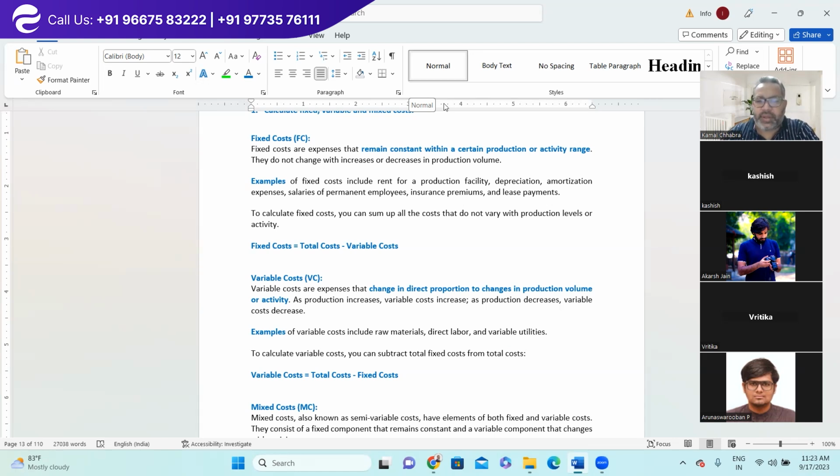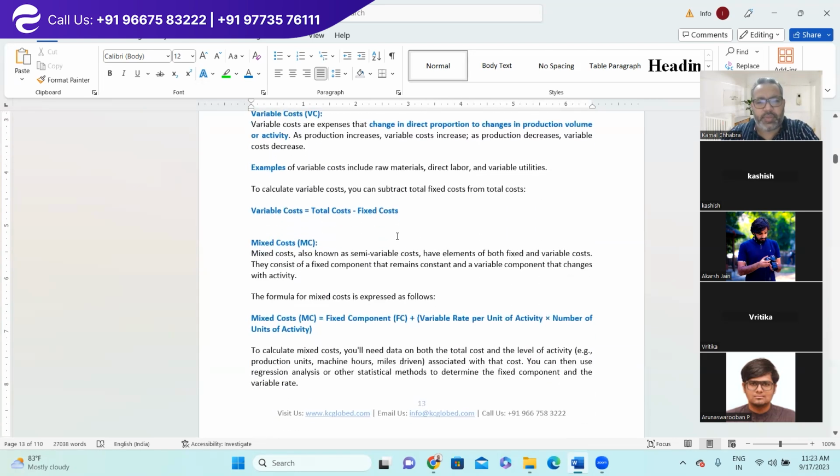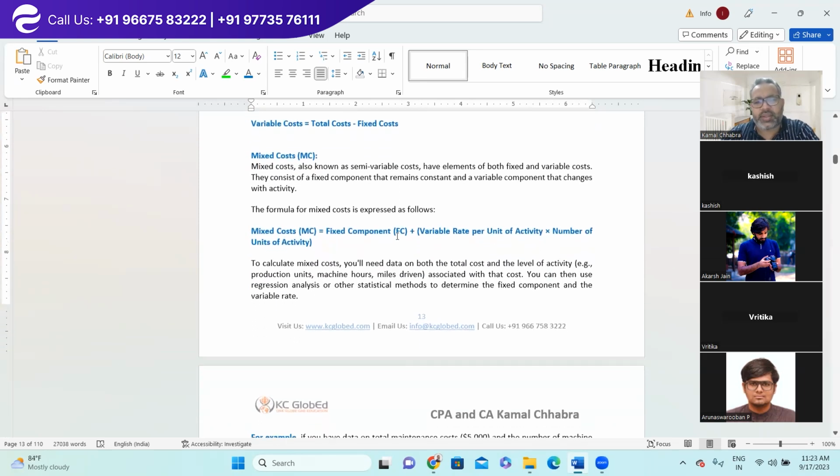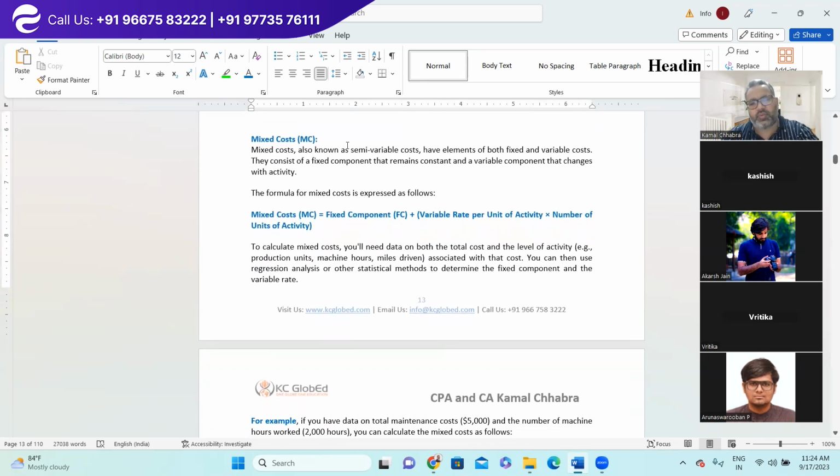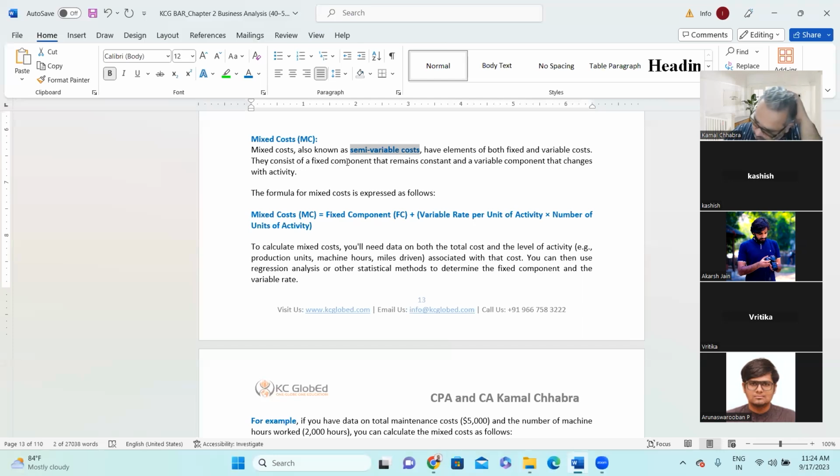Now coming to the mixed cost, the third concept. Mixed cost is also known as semi-variable cost. Any idea what is semi-variable cost before I jump into the detail? Any idea about semi-variable cost? So semi-variable cost is like a cost which is fixed up to a point, and then beyond that point it is variable.